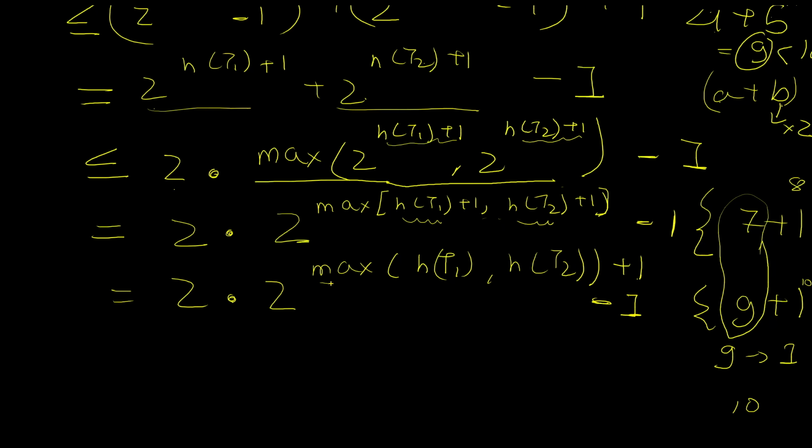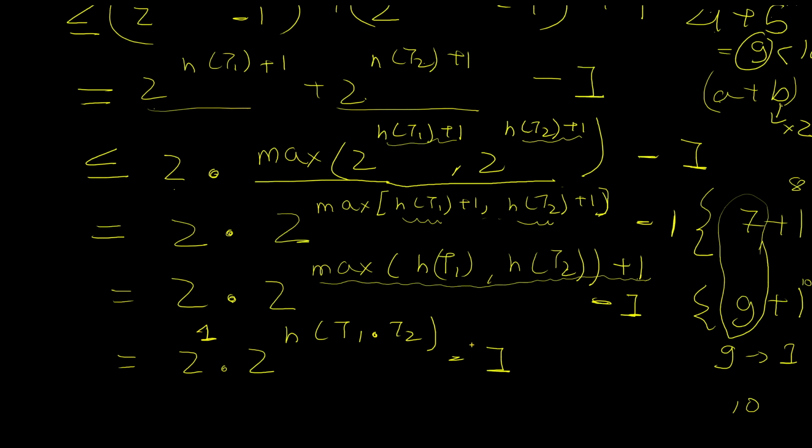And finally, if you look into this expression, this is the height of the tree combined with T1 and T2, right? Because I want 1 added to the height for the extra root node, and the rest of the height comes from whichever tree had a bigger height to start with. And finally, I'm able to say this is equal to 2 times 2 raised to the power the height of the combined tree T1 dot T2 minus 1. And if I apply the laws of indices one more time, I have 2 raised to the power 1 here and this whole thing here. So I can just add: this is equal to 2 raised to the power height of T1 dot T2 plus 1 and then minus 1.